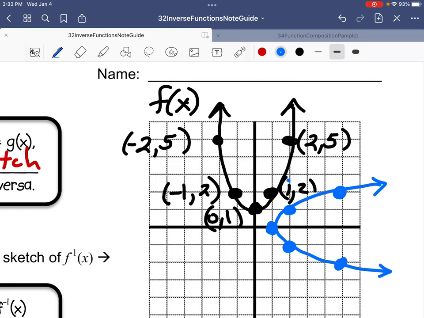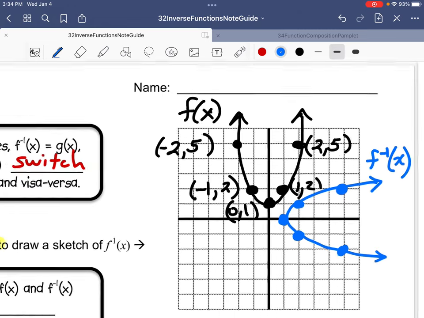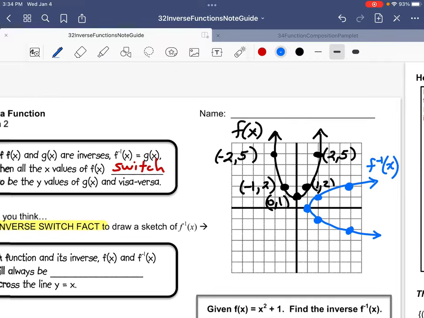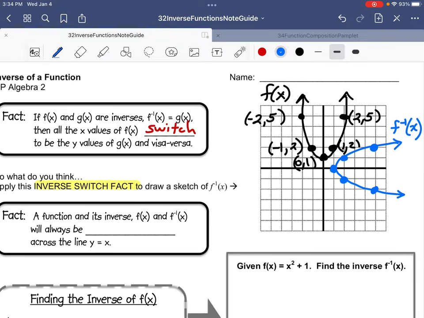And guess what? That is the inverse. That shape, that graph that you just drew, that is the inverse graph. And all I had to do was switch all the x and y values to get that new graph. Now, there's something special about this new graph. Yes, it's the inverse, but it also kind of looks like the original graph, but it's a reflection of the original graph.